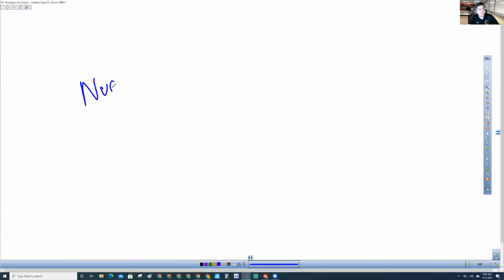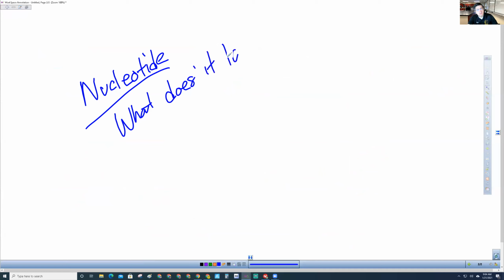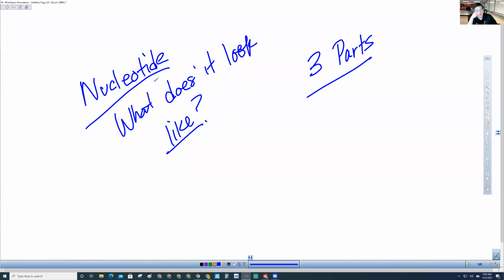So what does it look like? Describe it in words. Well, I know it has 3 groups for the nucleotide. Right, good. Very good. So it has 3 parts. Number 1, very good. So the molecule, remember, a nucleotide is just a very special molecule.